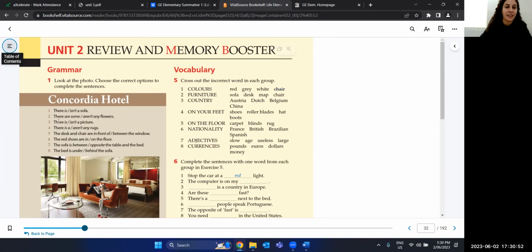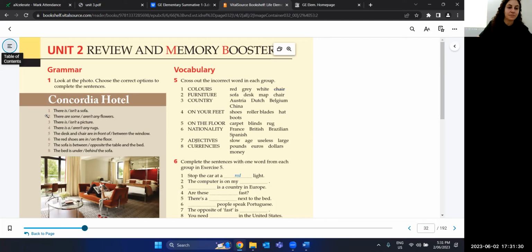So grammar. Look at the photo and choose the correct option to complete the sentence. So we have the name of a hotel, Concordia Hotel. And if you remember, we looked at there is and there isn't, which is the negative, or there are or there aren't. And we're talking about furniture in the house, objects that are in the house, or nouns. So we know we need to understand if it's singular or plural, and then we know which one we use.